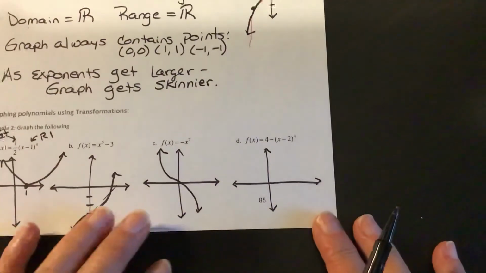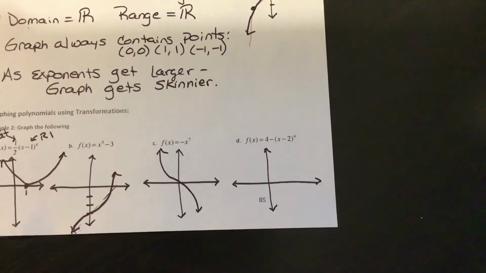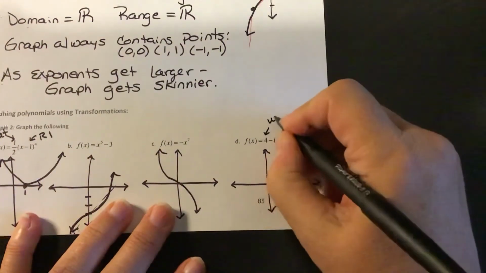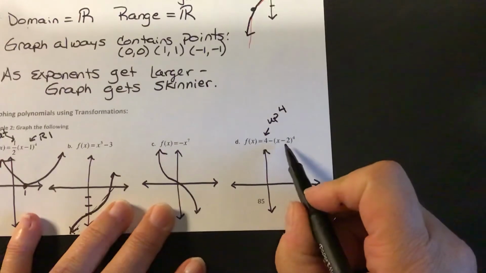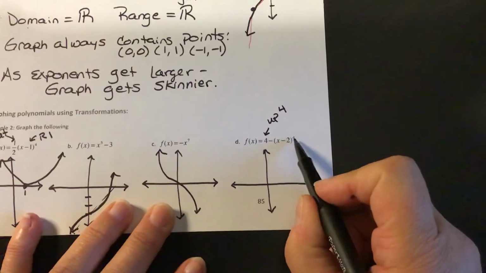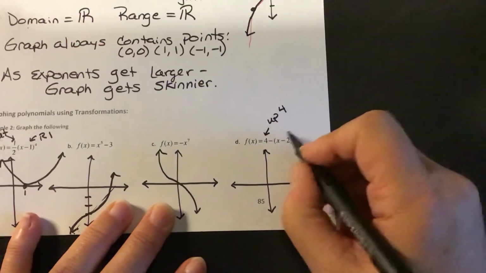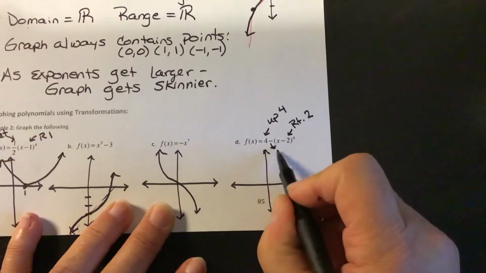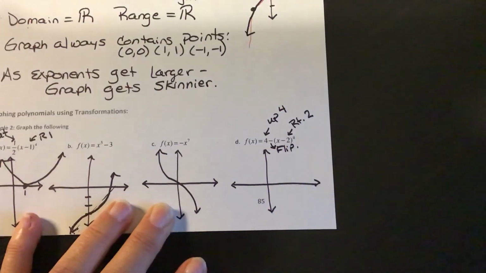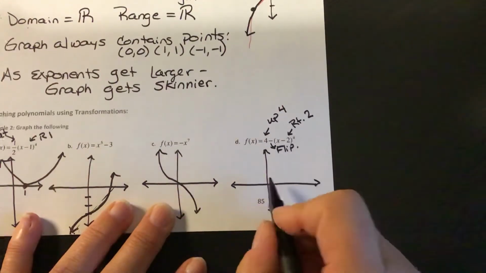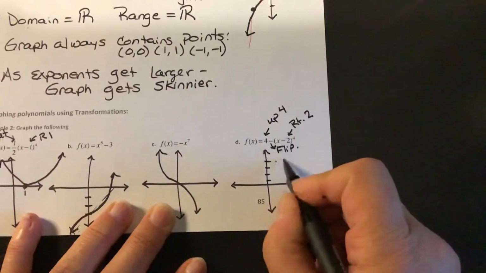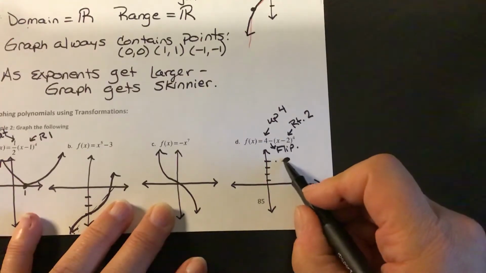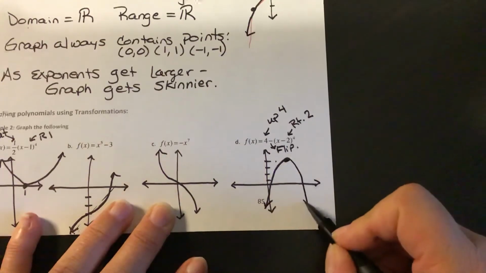Now on this last one, we have a couple things going on here. We have a shift. This 4 means I'm going to go up 4. And this is an even function, so it's going to be a u, and it's going to shift to the right 4, or right 2. And the negative means it's going to flip. All right, so first I'm going to find my vertex where I go up 4 over 2. So here's my vertex. It's going to go down and kind of turn this way.